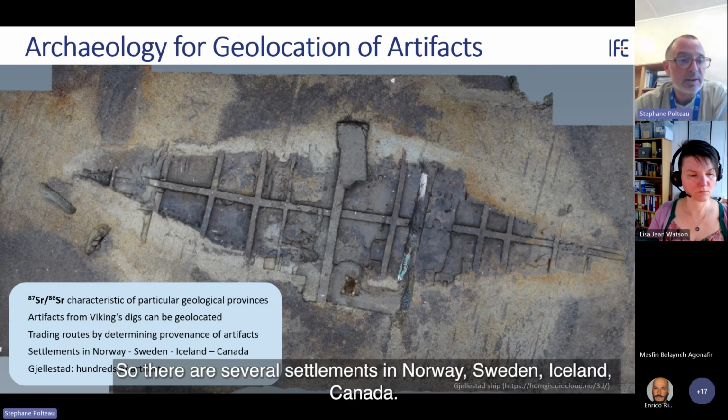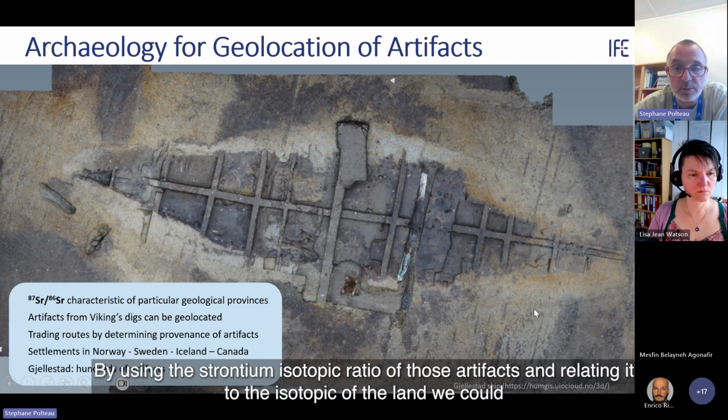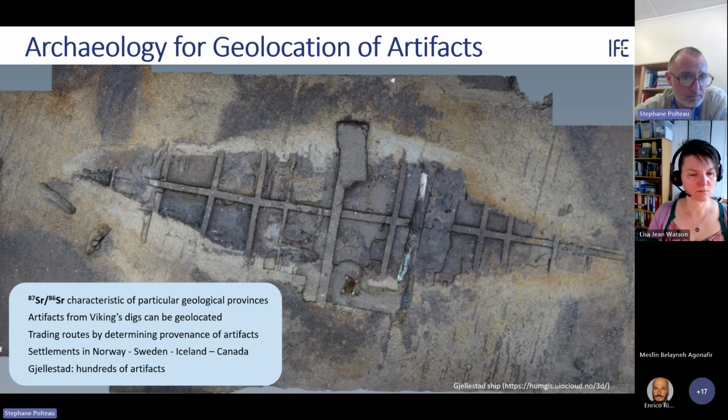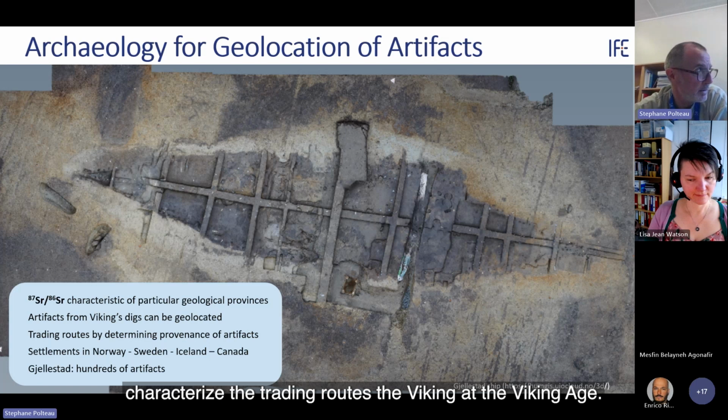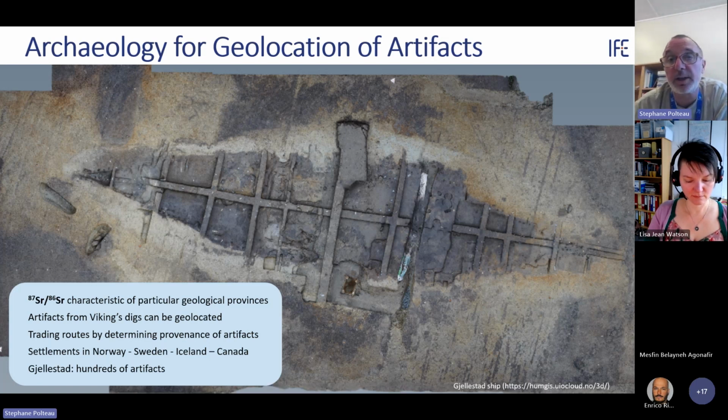So there are several settlements in Norway, Sweden, Iceland, Canada. So by using the strontium isotopic ratio of those artifacts and relating it to the strontium isotopic of the land, we could try to characterize the trading routes at the Viking Age.